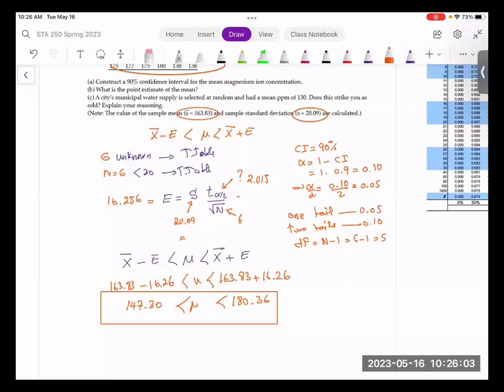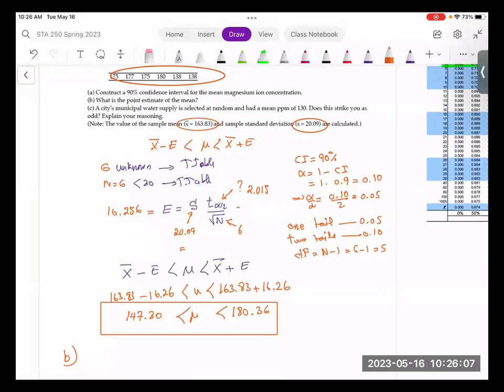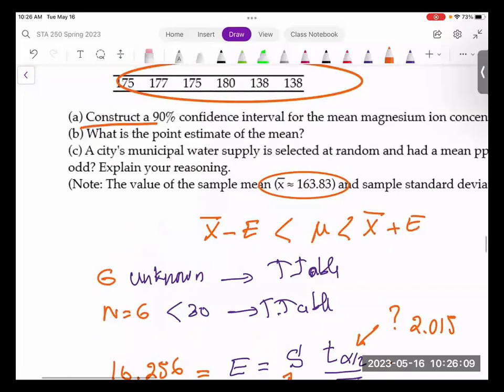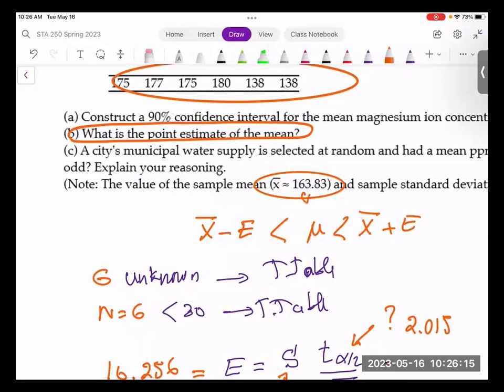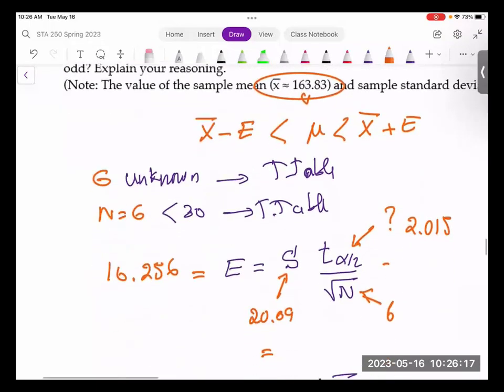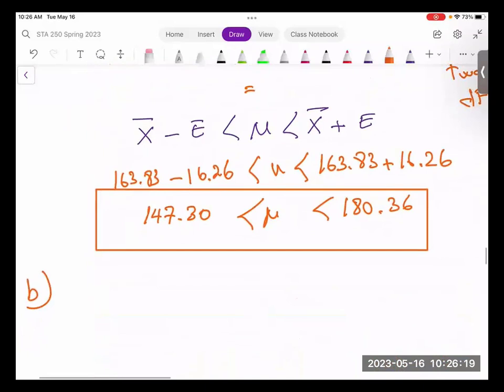All right, ready for B is no brainer. What is the point of estimate of the mean? Well, they gave to you over here, 163.83. So that's the mean, X bar, 163.83, and you're all set.